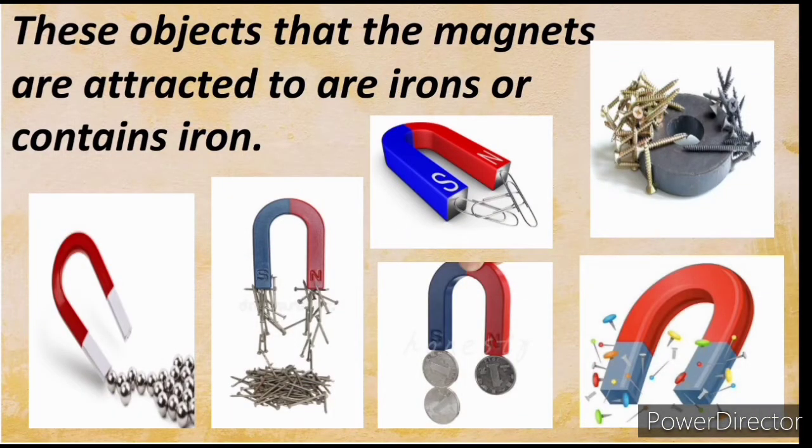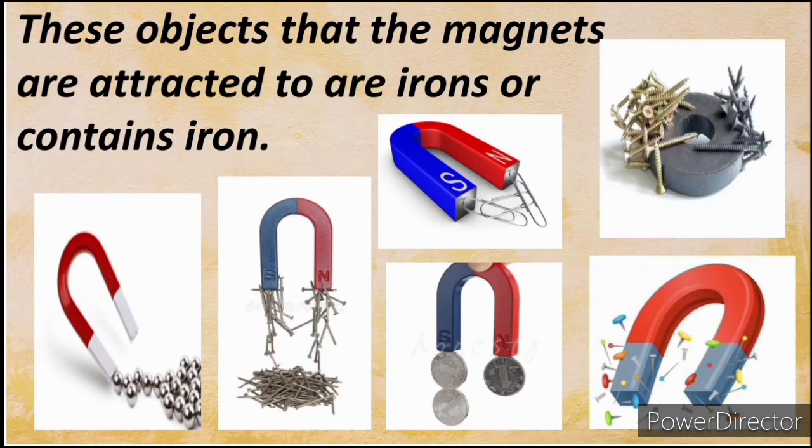Now, these objects that magnets are attracted to are iron or contain iron. Like in these pictures, we can see various examples of objects a magnet can attract to itself. We can see nails, paper clips, coins, and so on. So any object that contains iron can be attracted to a magnet.